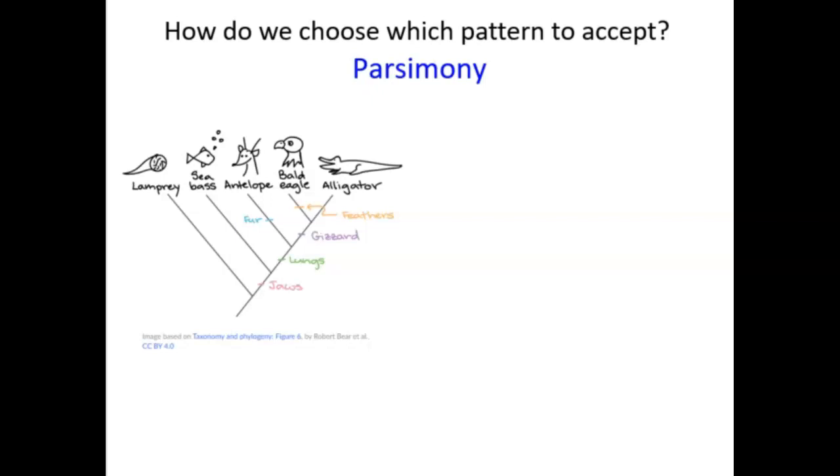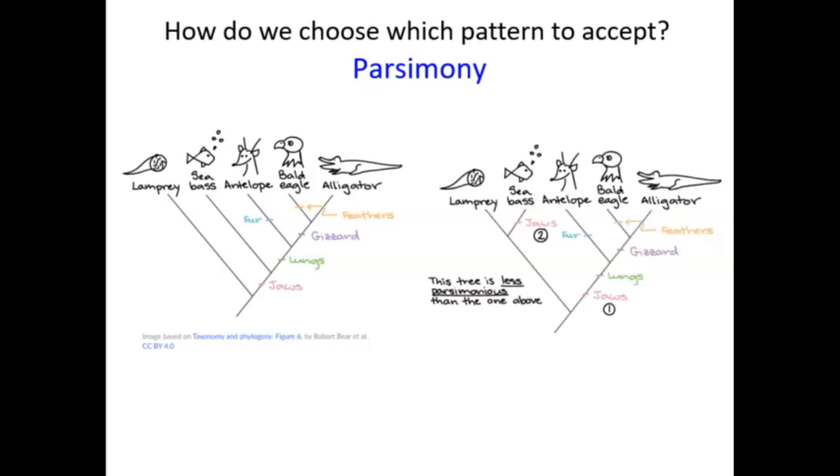If you count them, you see that only 5 evolutionary steps are needed to explain this hypothesized configuration of relatedness. Now, check out the hypothesized tree on the right. Same species, but this tree shows the hypothesis that the sea bass and the lamprey are a clade.